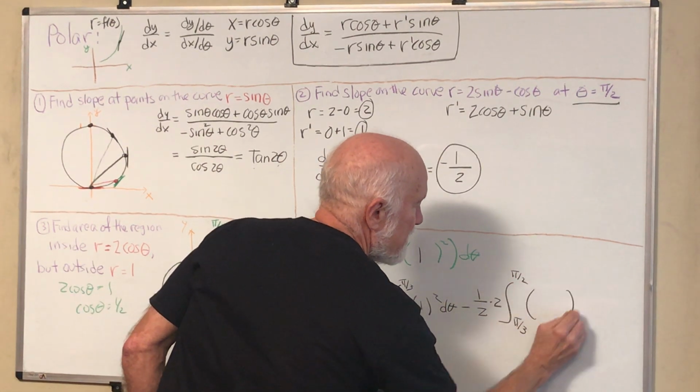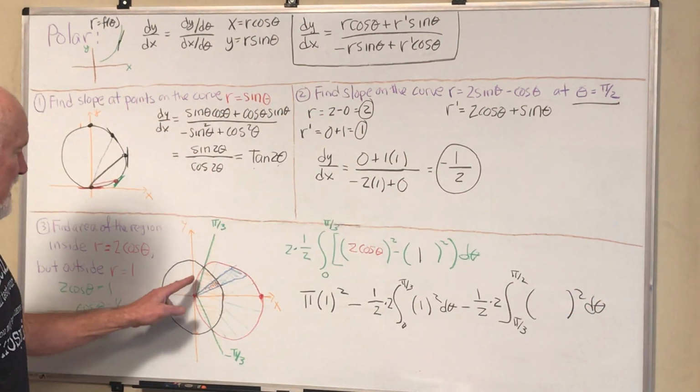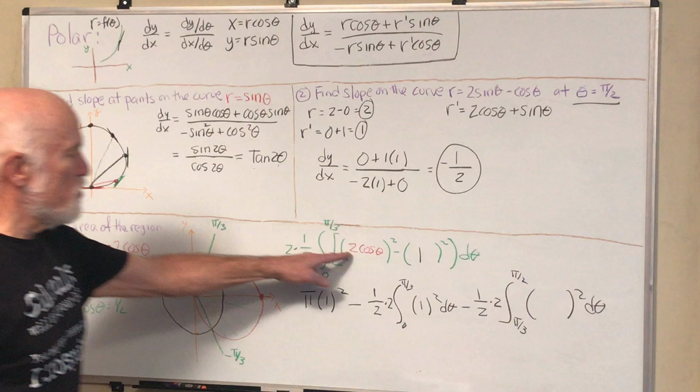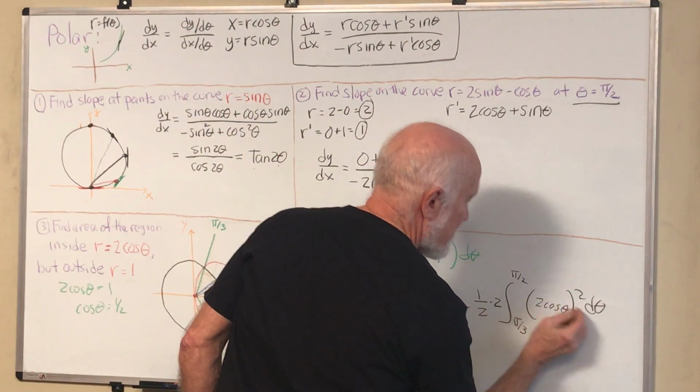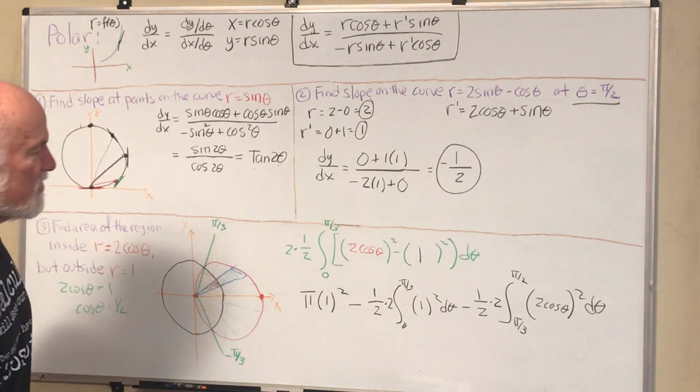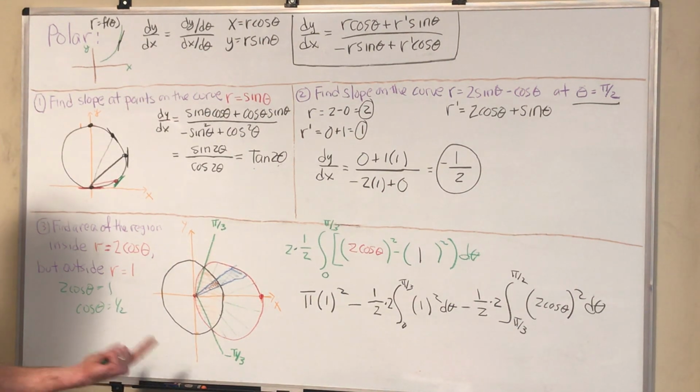And now the radius of this one is the red. So you have 2 cosine of theta. Both of these should give you the same answer, and you should understand how to do both formulations.